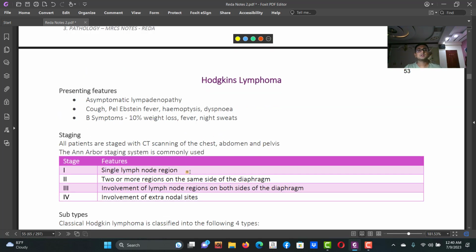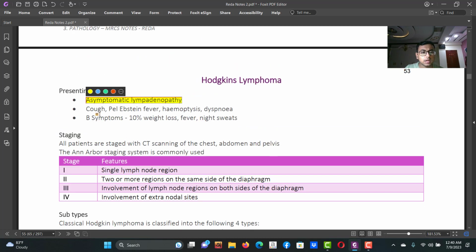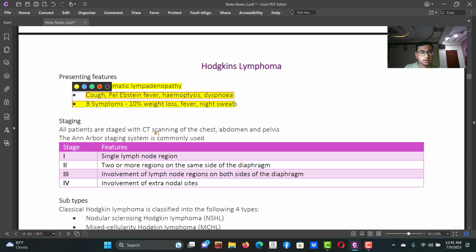Okay, so lymphoma is one of the malignancies of the lymphatic system, that is Hodgkin's and non-Hodgkin's. Mostly it is asymptomatic, with cough, pruritus, Pel-Ebstein fever, hemolysis and dyspnea, and 10% weight loss, fever and weight loss. So what are the stages? A single lymph node, two or more lymph nodes, involvement of lymph nodes on both sides, and involvement of extranodal sites.